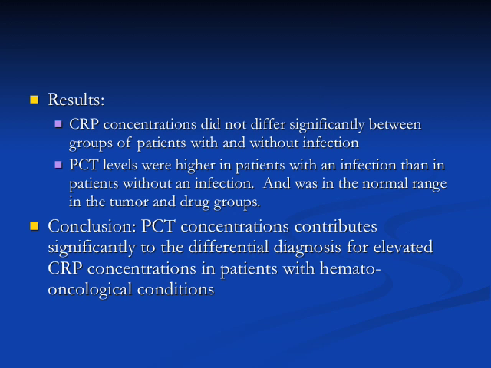So again, the results: procalcitonin was higher in patients with an infection than in patients without infection. And something I didn't mention is that it was in the normal range in the tumor and drug group, so a little bit more of a better test. Its conclusion was that procalcitonin concentrations contribute significantly to the differential diagnosis for elevated CRP concentrations in patients with oncologic conditions. So it can be used in cancer patients, is essentially what the study suggested.